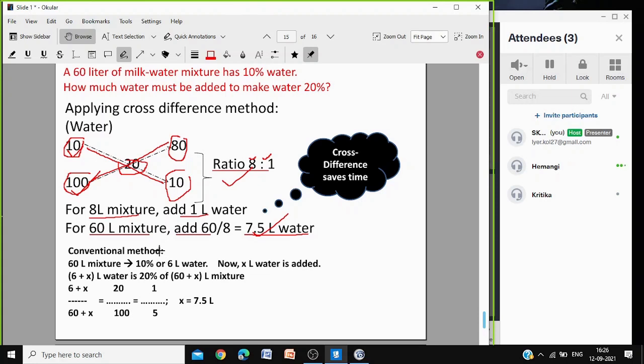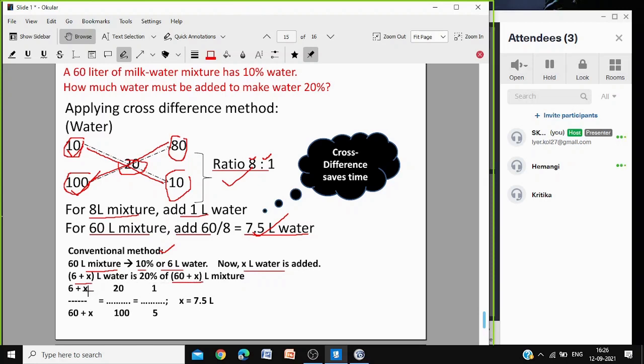Now how will you do it by your school method? In a 60 liter mixture, 10% means 6 liters of water. In a 60 liter mixture, 10% water would mean 6 liters of water. And now you are adding X liters of water. So the water would be 6 plus X, and the total quantity of 60 liters would become 60 plus X.